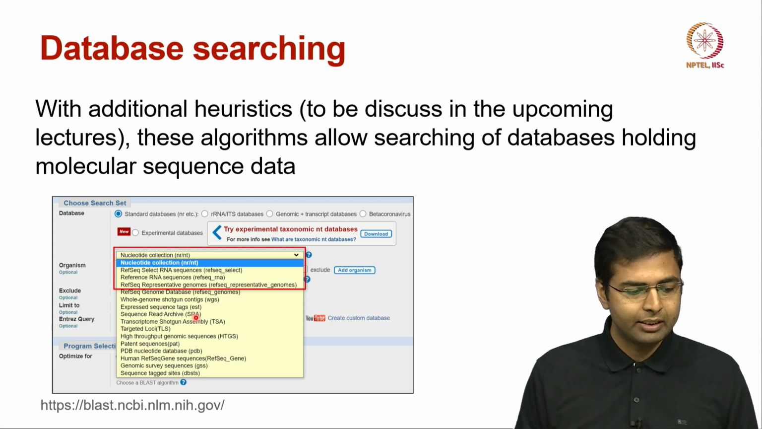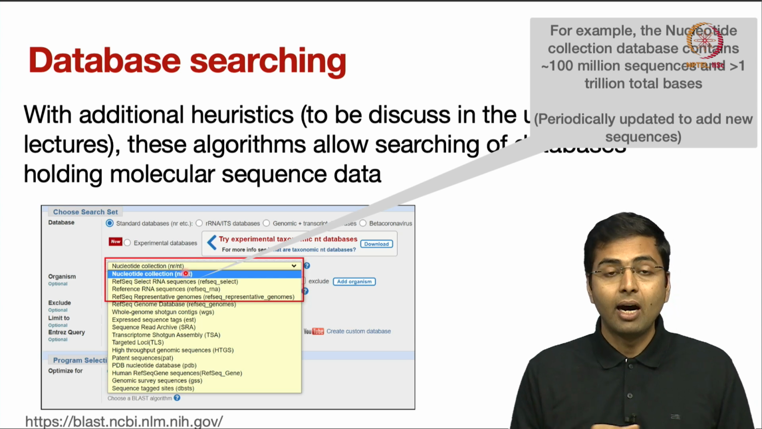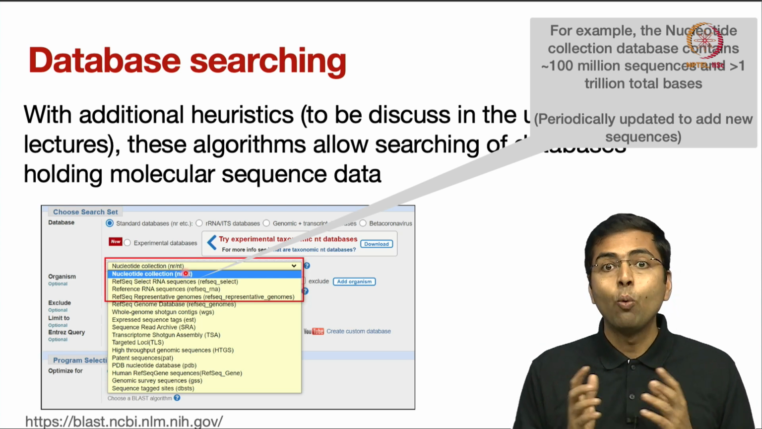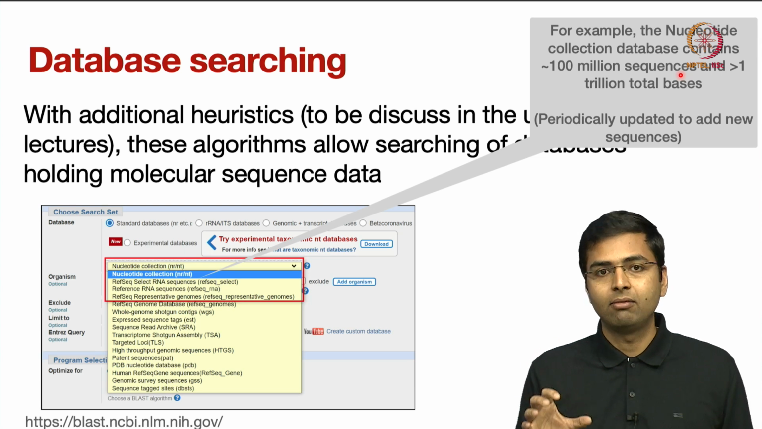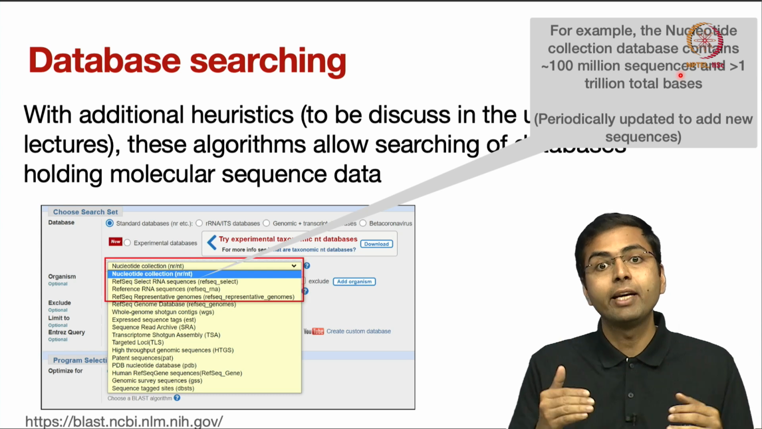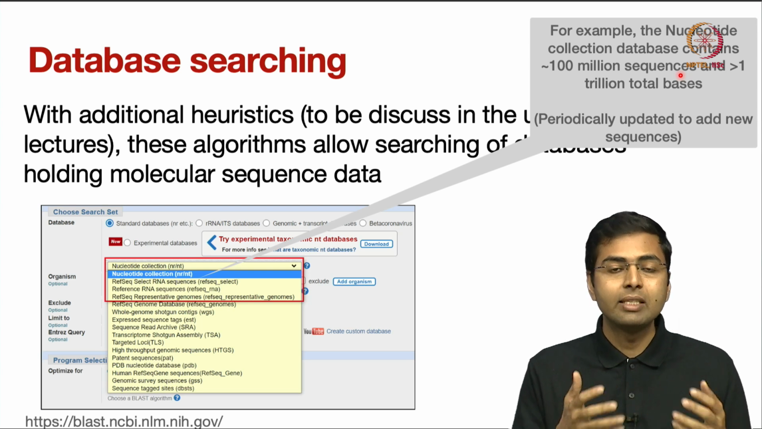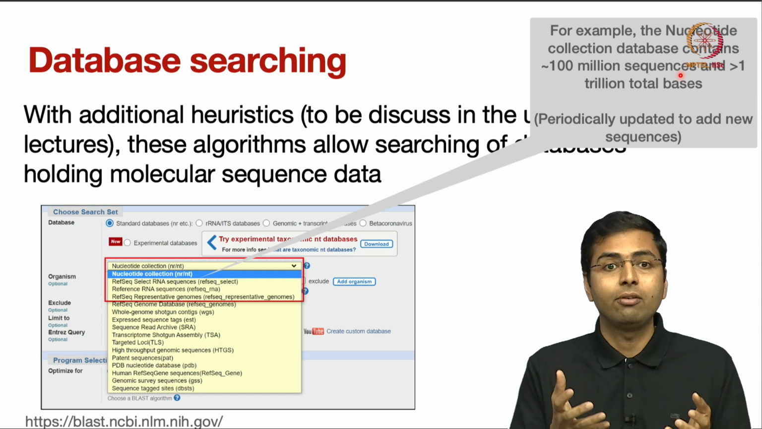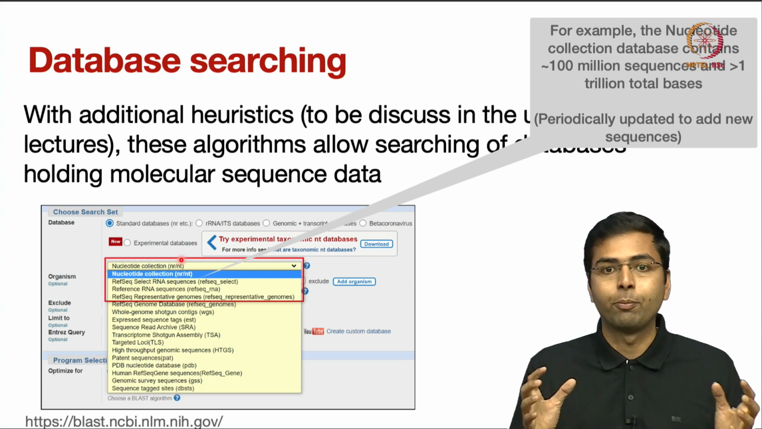As an example, this nucleotide collection database contains 100 million sequences and over 1 trillion total bases. If you add up the length of all these sequences, it adds up to more than 1 trillion bases. This database continues to grow, so it is periodically updated with newer sequences and it is growing rapidly as well. So this tool is now a powerful mechanism where you can search for any new sequence that you may have against the entire data corpus.